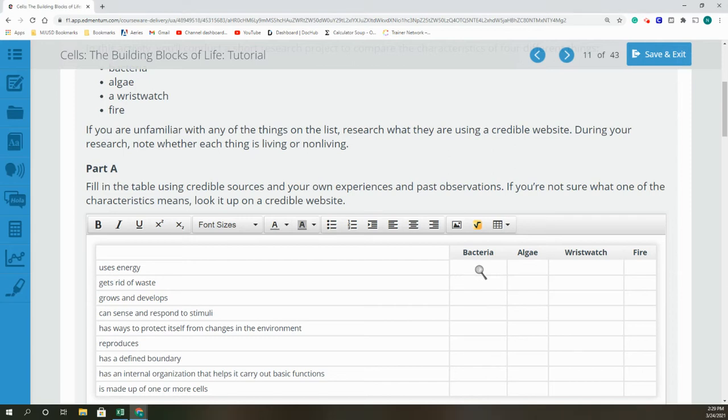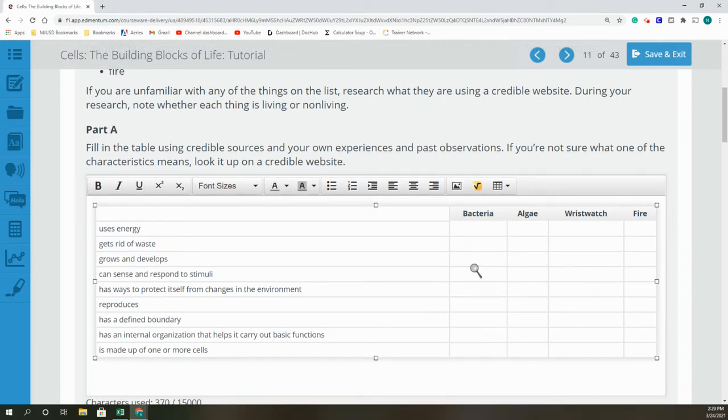Uses energy. Does bacteria use energy? Yes. Does it get rid of waste? Yes. Does it grow and develop? Yes. Can it sense and respond to stimuli? Yes. Has ways to protect itself from changes in the environment? Yes. Does it reproduce? Yes. Does it have a defined boundary? Yes. Has an internal organization that helps it carry out basic functions? Yes. Is made up of one or more cells?